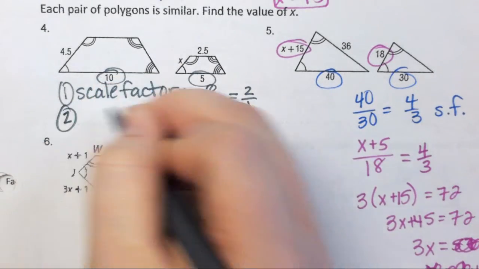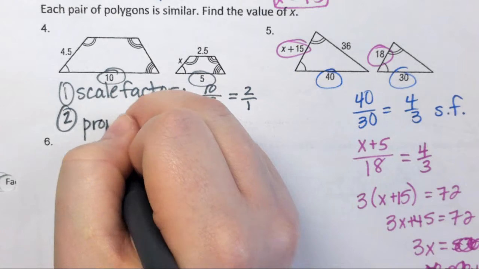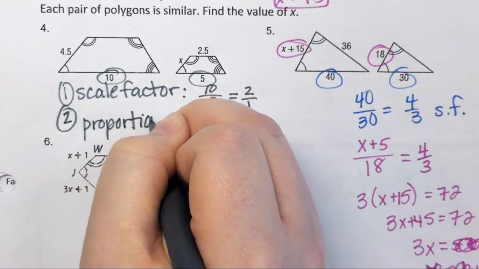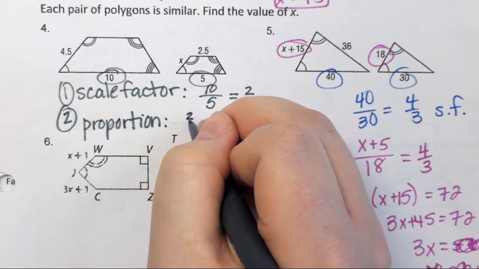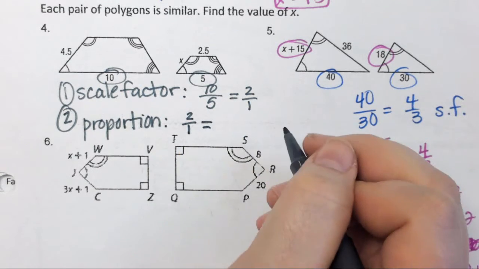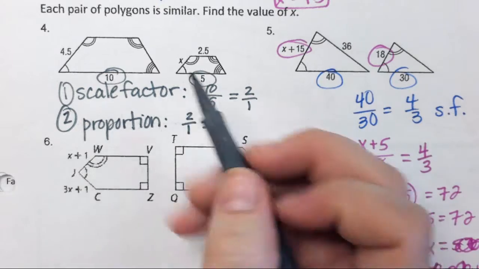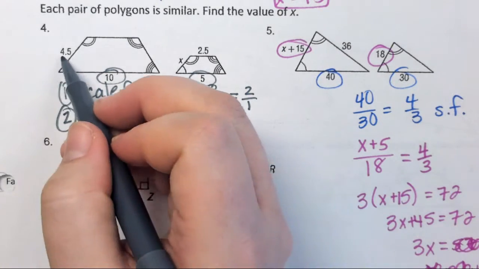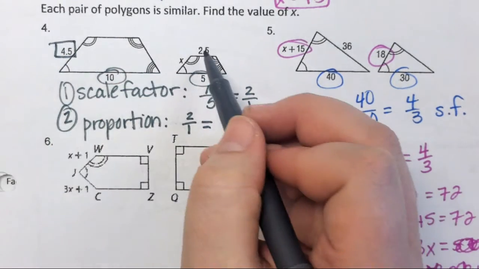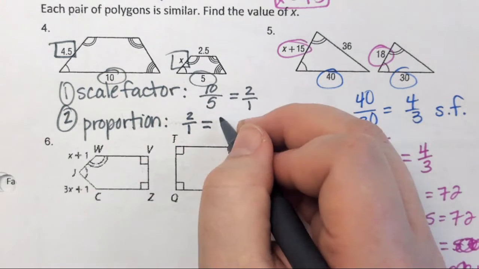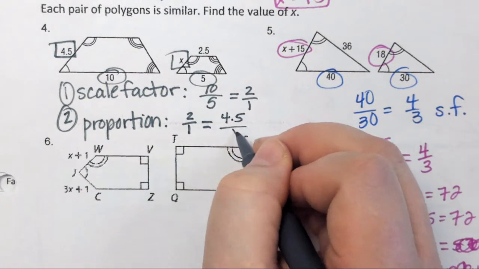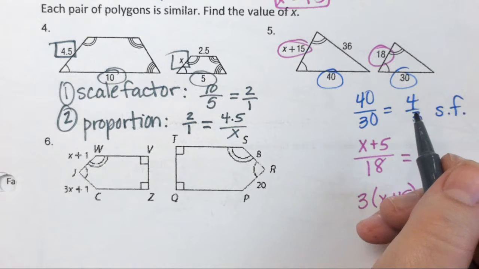Okay, the next step is we set up our proportion. You do your scale factor, which I'm saying is 2 over 1. But heck, if Brandon leaves it at 10 over 5, he's still going to get this right answer. 2 over 1, and then I'm going to do 4.5 over x. The 2.5 is just there to distract you.